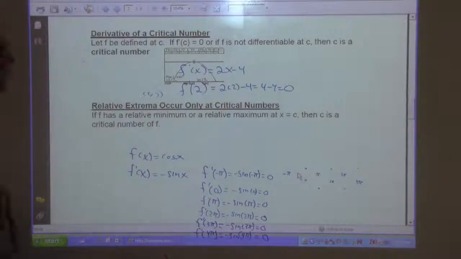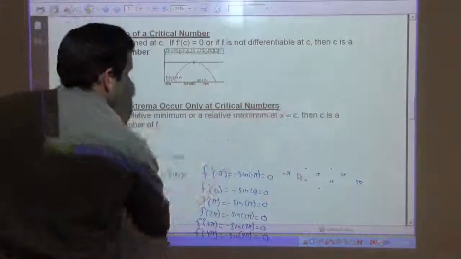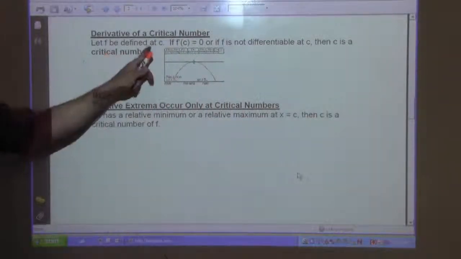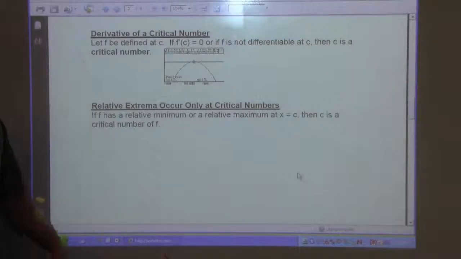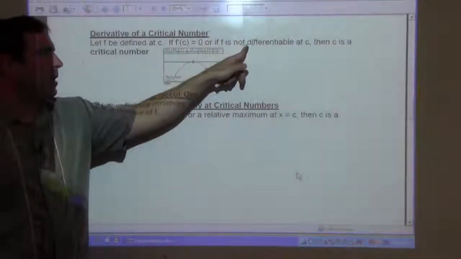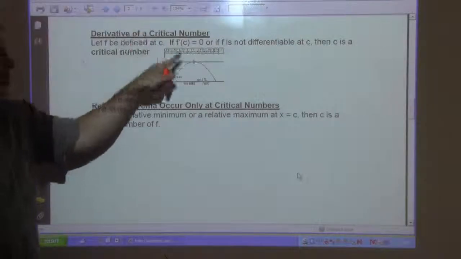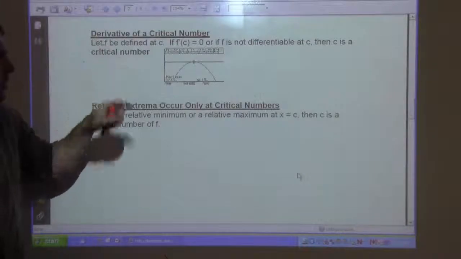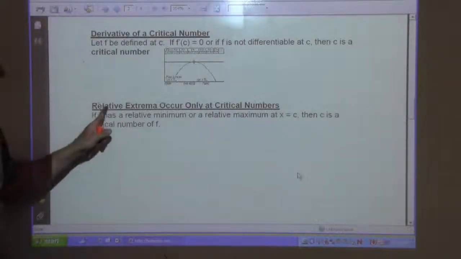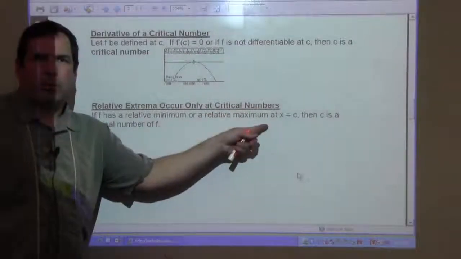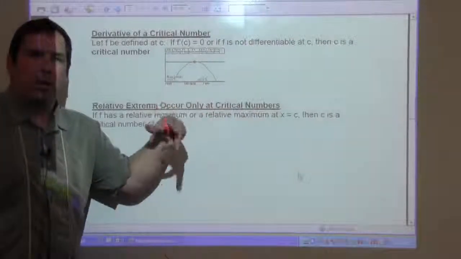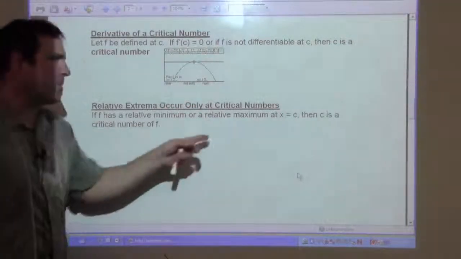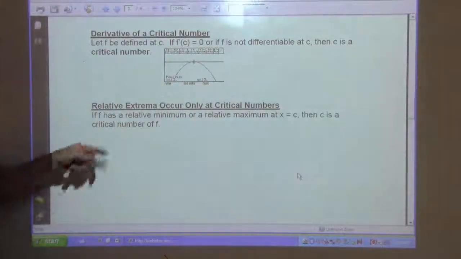So the derivative of a critical number. Let f be defined at c. If f prime of c is 0, or if f is not differentiable at c, then c is a critical number. So a critical number is where your first derivative is 0 or your original function is not differentiable there. It would be a critical value. Relative extrema occur only at critical numbers. So you find your critical numbers and your relative extrema will be among those numbers. So if f has a relative minimum or relative maximum at x equals c, then c is a critical number of f.